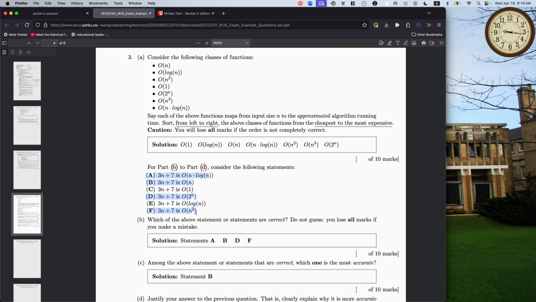On the other hand, when you say 3n plus 7 is something that's higher, like n log n or n squared, you're somehow misleading whoever is listening to your runtime. Even though that's correct, it's just not accurate.